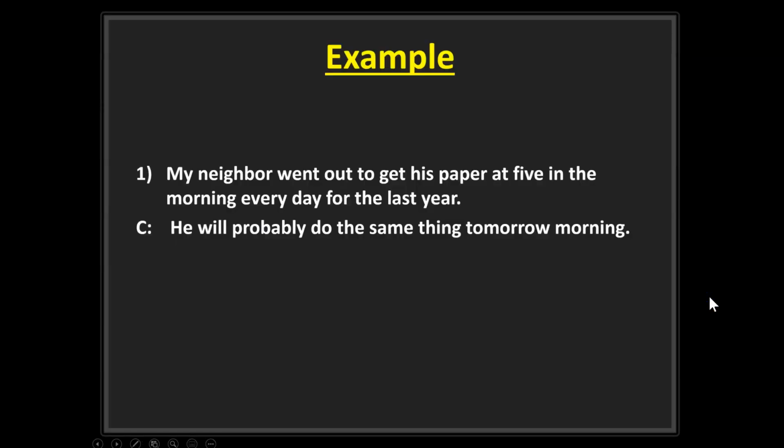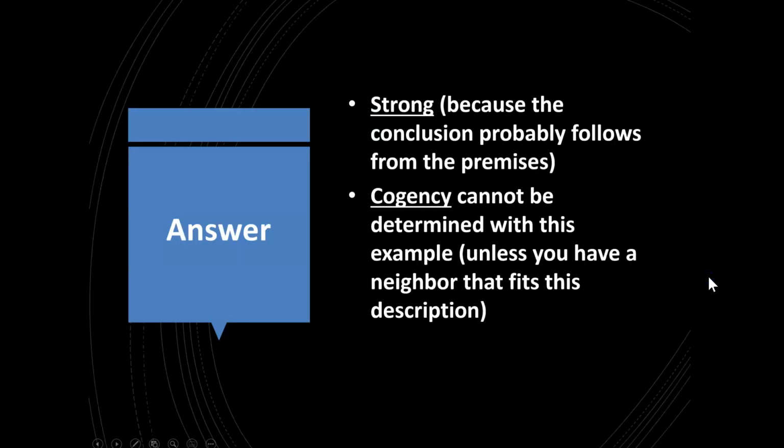Now, my neighbor went out to get his paper at 5 in the morning every day for the last year. So he'll probably do the same thing tomorrow morning. Let's pretend that's true. Based on the assumed truth of this premise, can you draw that conclusion with likelihood? So test for strength and cogency. Answer is strong, because the conclusion would probably follow from the premises.